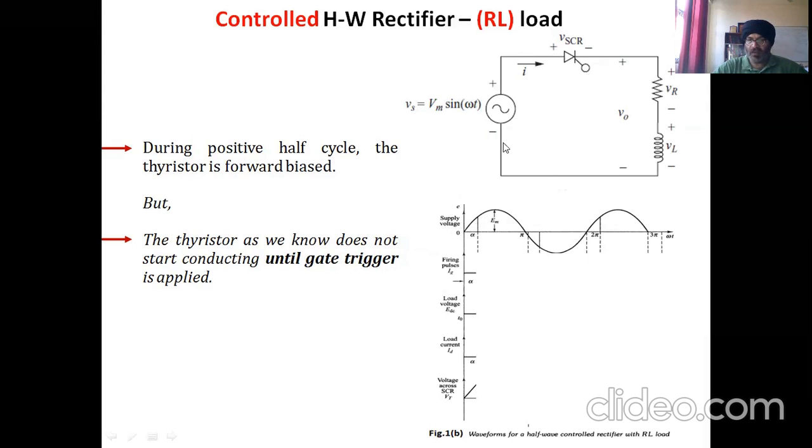This is the supply. This Vm sine omega t is the supply input, supply voltage or a source voltage. So this sinusoidal input is given to this half wave rectifier circuit. So in the positive half cycle, the thyristor now becomes forward biased. So first condition is fulfilled.